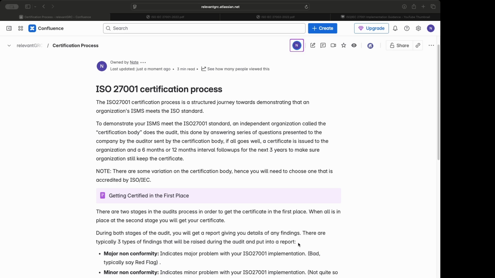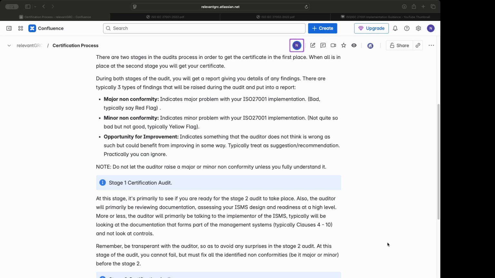Getting certified in the first place, what does it all entail? There are stages of audits that are going to occur when you are getting certified. These stages are typically the stage 1 audit and the stage 2 audit. During these 2 stages, you get a report that is going to detail findings that arose from the audit. So what are those findings that are going to arise from these audits?